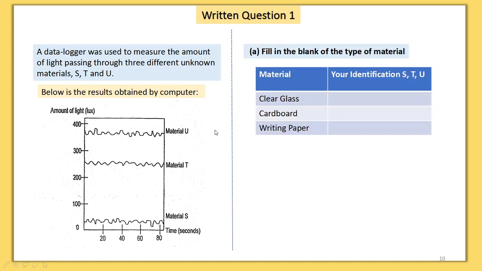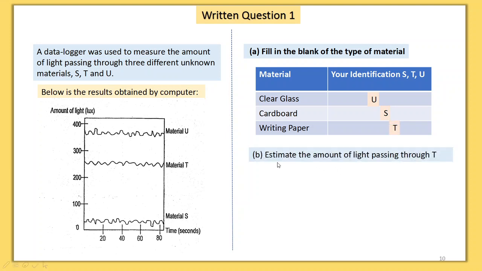A. Fill in the blanks with the types of materials. The materials given to you are clear glass, cardboard, and writing paper. For your identification of S, T, and U, you have to fill in the blanks as below. Clear glass allows light to pass through, so the answer will be U. Cardboard is thick, therefore less light passes through than writing paper, so the answer will be S and T.